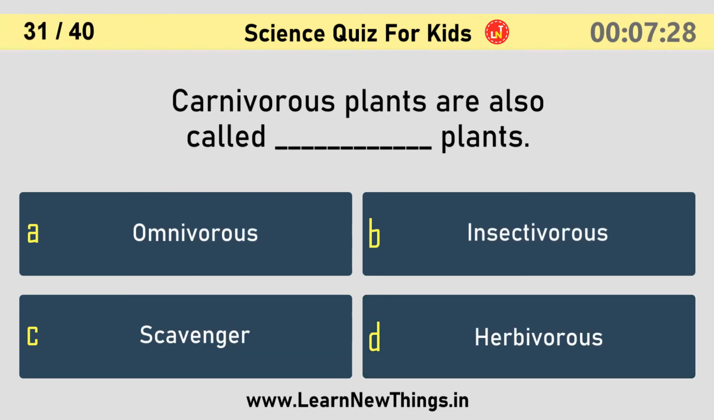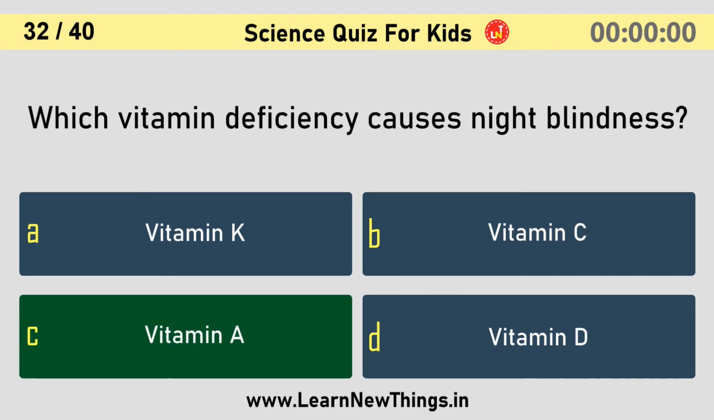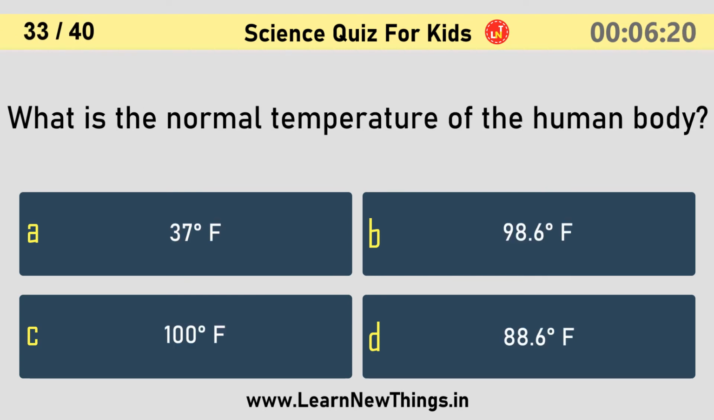Carnivorous plants are also called dash plants. Insectivorous. Which vitamin deficiency causes night blindness? Vitamin A. What is the normal temperature of the human body? 98.6 degrees Fahrenheit.